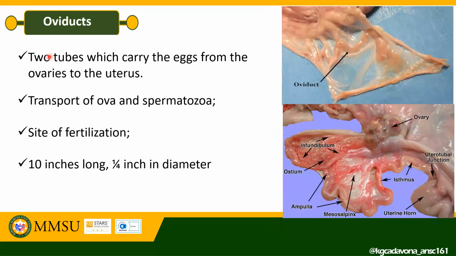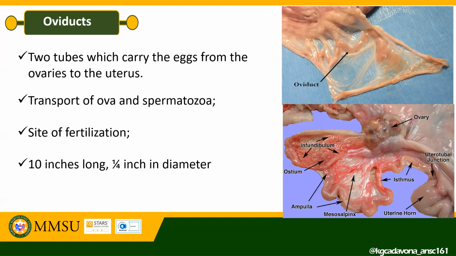And then second, we have the oviducts, which are also commonly called fallopian tubes. Okay, so that is very common already. When we say oviducts, this is also called the fallopian tubes. These are two tubes which carry the eggs from the ovaries to the uterus. In other words, these are a pair of convoluted tubes extending from near the ovaries, as you can see in the picture too, and becoming continuous with the tips of the uterine horns.